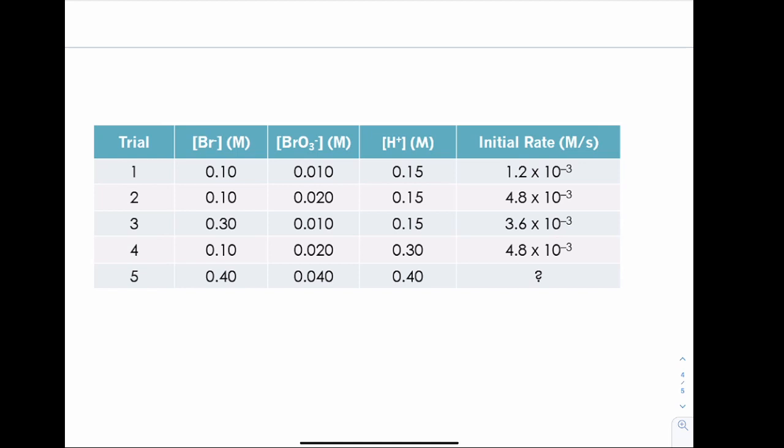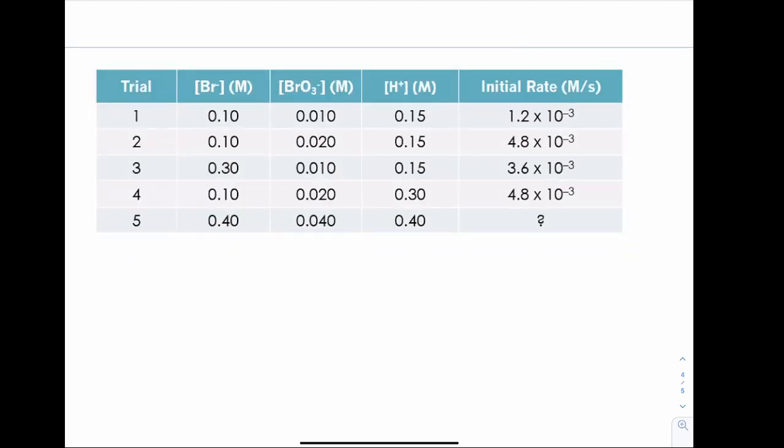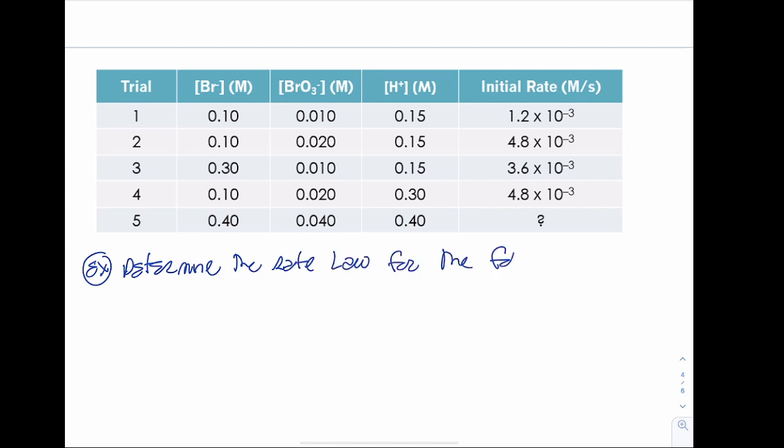So what we're going to do is use this table to determine our rate law. And I'll give you the reaction here too. So determine the rate law for the following reaction given the experimental data above.